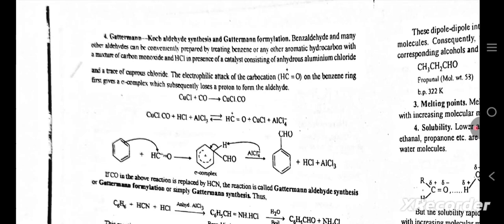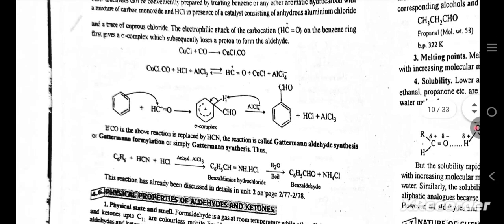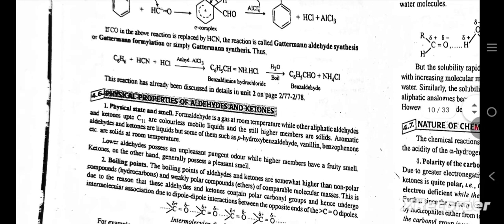Gattermann-Koch aldehyde synthesis and Gattermann formylation. Benzaldehyde and many other aldehydes can be conveniently prepared by treating benzene or any other aromatic hydrocarbon with a mixture of carbon monoxide and HCl in the presence of a catalyst consisting of anhydrous aluminum chloride and a trace of cuprous chloride. The electrophilic attack of the carbon on the benzene ring first gives a sigma complex, which subsequently loses a proton to form the aldehyde.